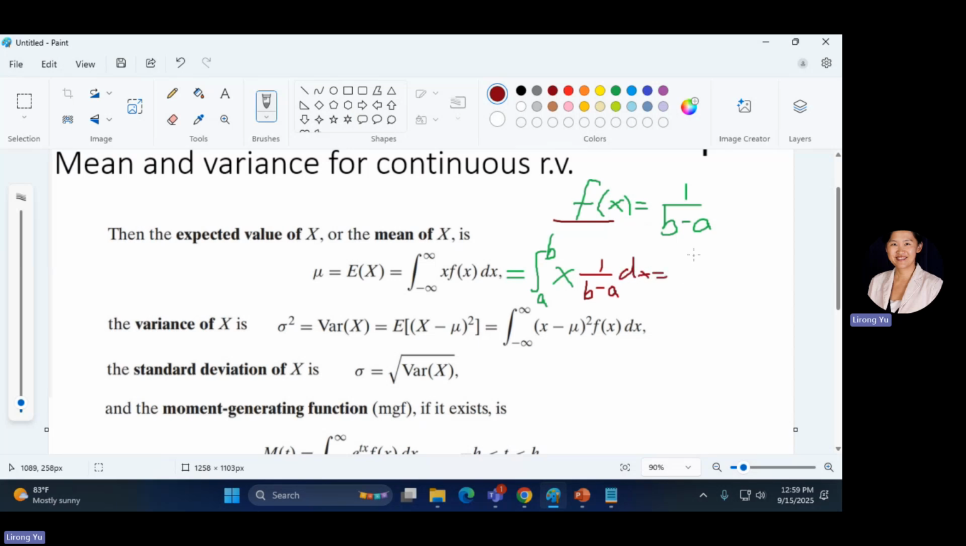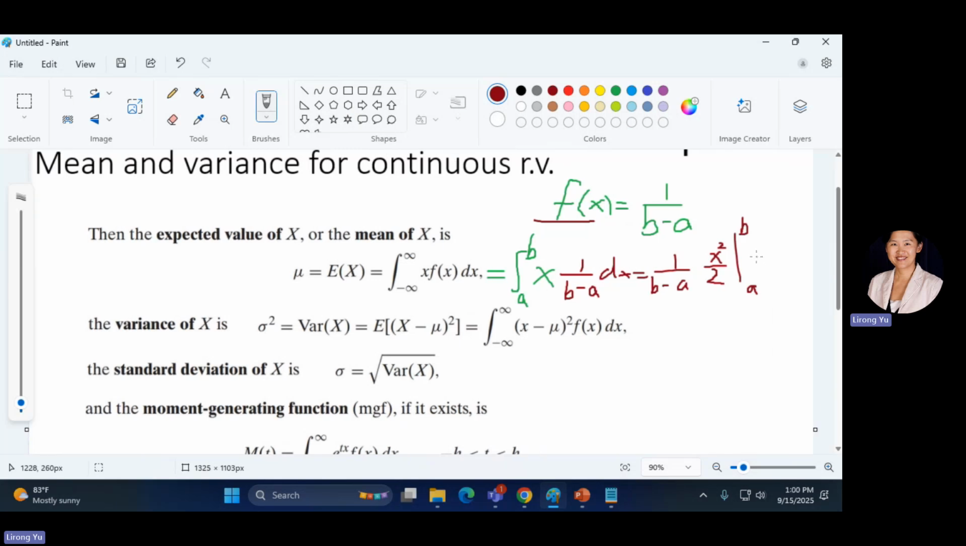When we integrate, the constant comes out of the integration, and we're integrating x dx. x dx integrated is x squared over 2. And then you have to put in the limits a and b. That's really 1/2 times b squared minus a squared. And then b squared minus a squared is b minus a times b plus a. So that's really b plus a over 2. So for the uniform distribution, the mean is b plus a over 2.